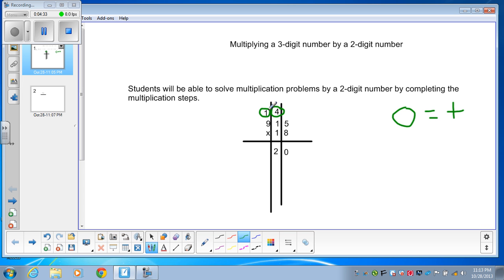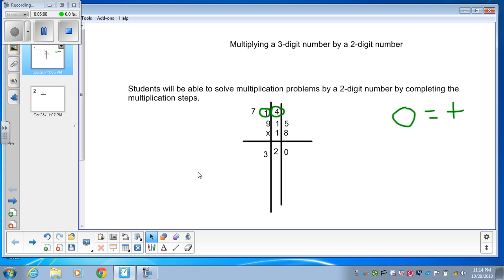Thank you. I heard some of you say, no, Ms. Rosenberger, 8 times 9 is 72. Excellent job. So 8 times 9 is 72, and then I have to add 1. 72 plus 1 is 73. I place the 3 here. I carry my 7. Since this is a 3-digit number, I have nothing else to multiply by the 8.